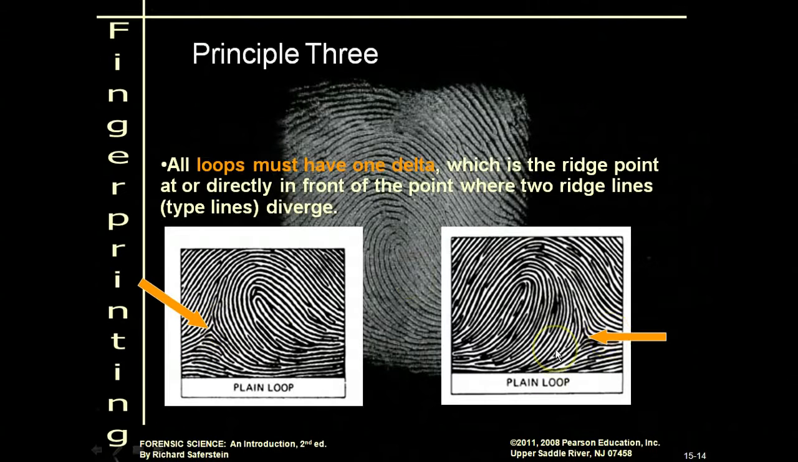You see it also on the plain loop on the right-hand side, where you have a loop that enters from the left, exits from the left, and then has a delta before it kind of scoops to the right.